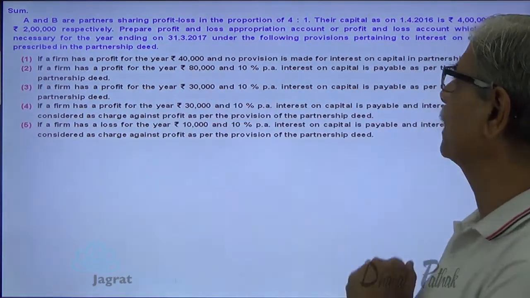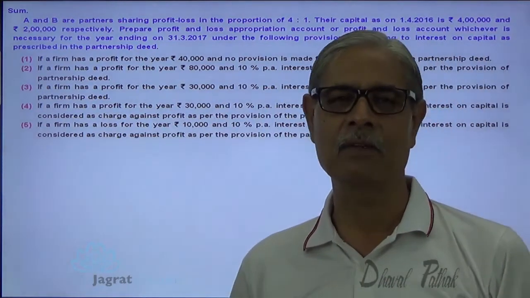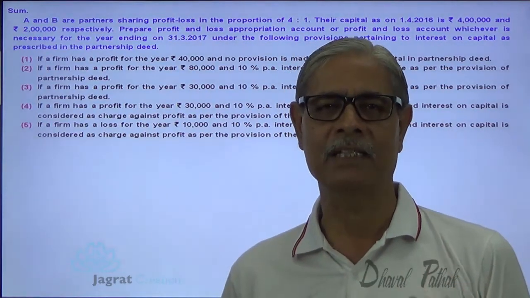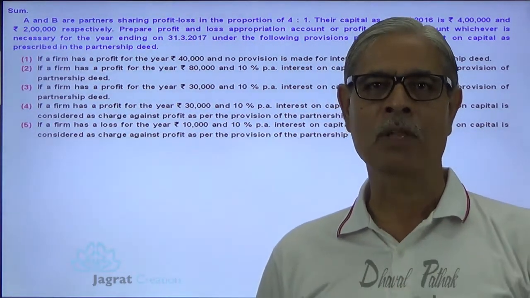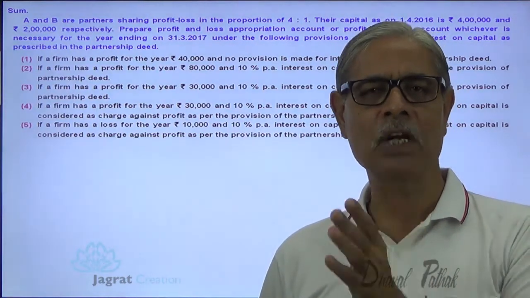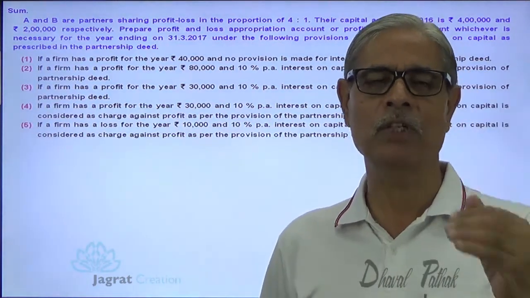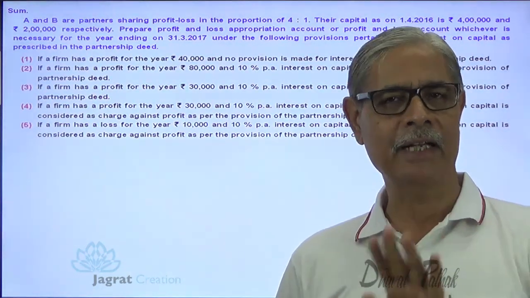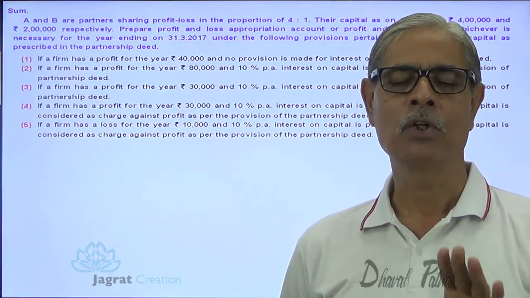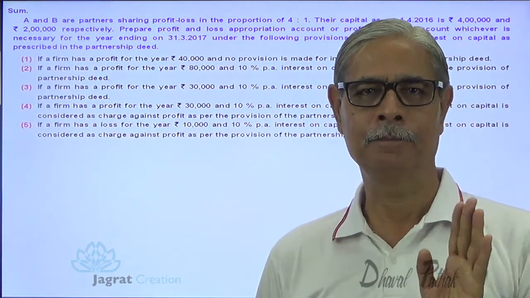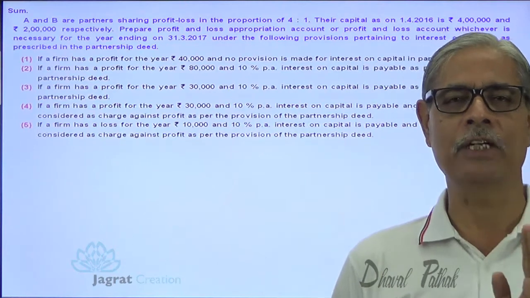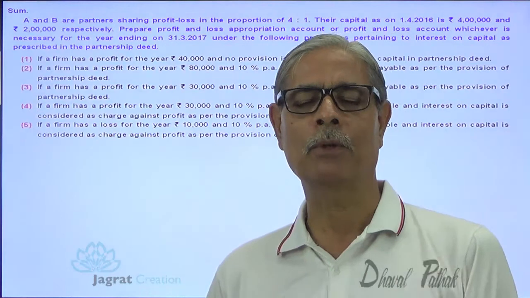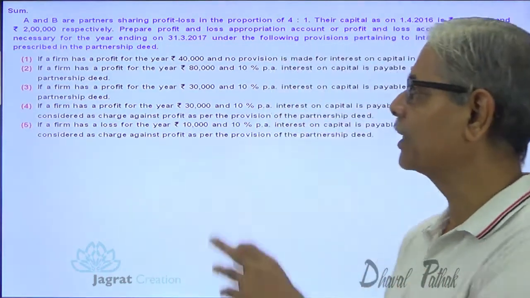But in the third scenario, the profit is only 30,000. The profit is not sufficient to pay the total amount of interest on capital, that is 60,000. If the profit is not sufficient with which you can pay the total interest on capital as provided in the partnership deed, then what to do? You should pay interest on capital to the extent profit is available. You should not pay total interest on capital, but the interest on capital is to be given to the extent possible out of the profits available. So this is the interpretation of the third case.